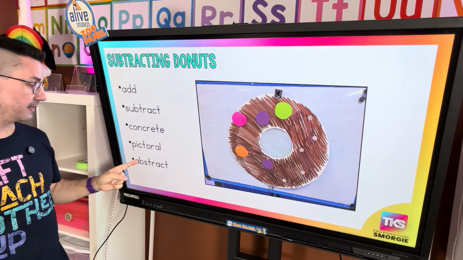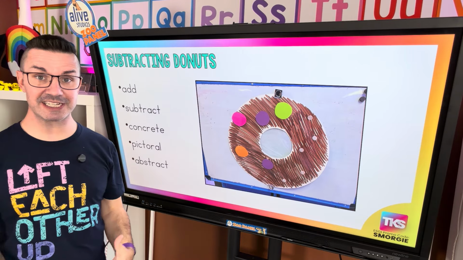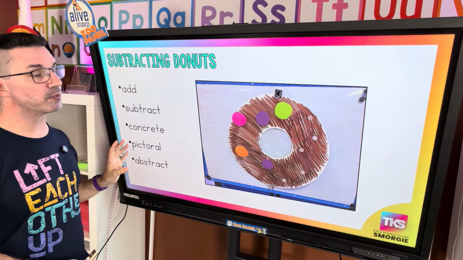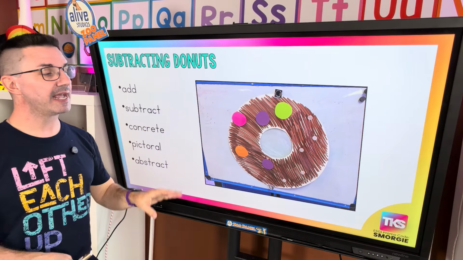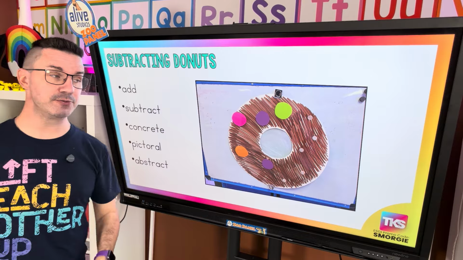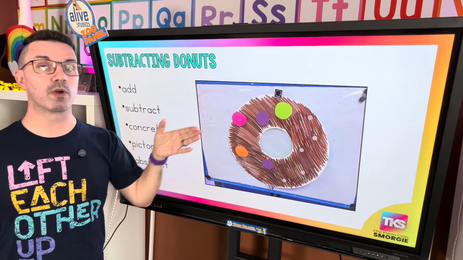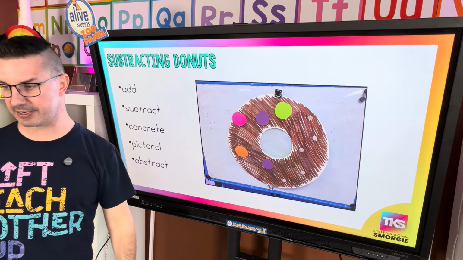It's concrete. It's also that pictorial representation, and it can be abstract, right? So it really hits all of those. And again, it's that I do, we do, you do model. I'm going to do it, we're going to do it, and the kids are going to get some turns to do it.